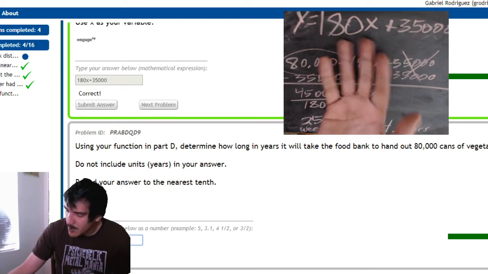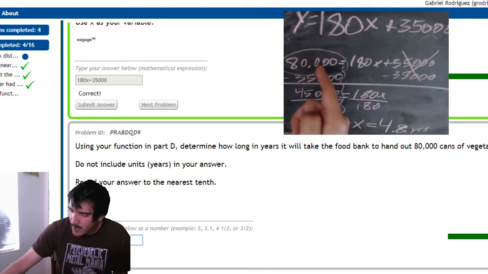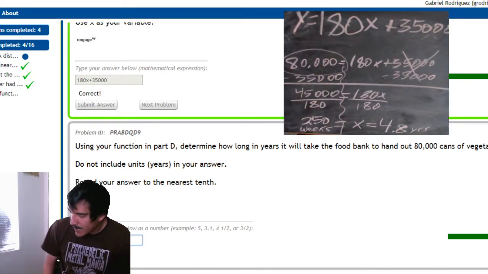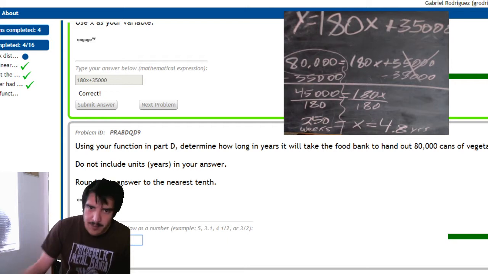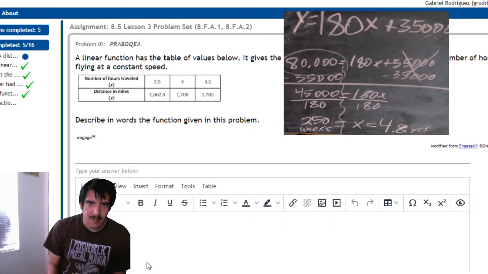Notice we started with the function, and with the function that we started with, we then put the given information into the blank. And once we solve that equation, it helps us get how long would it take us to do that? It would take 4.8 years to do that. That seems like quite a long time.